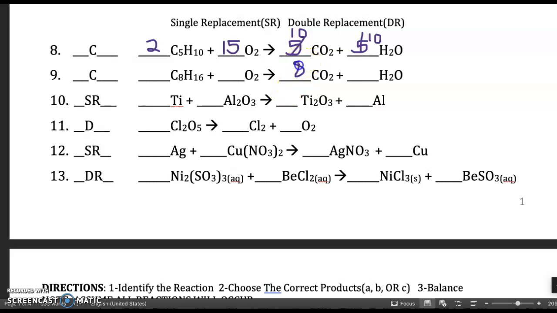Next one, I have 8 carbons there, 8 to give me 16 hydrogens. Then I have 16 plus 8 more oxygens, which gives me 24. So I needed 12 here.